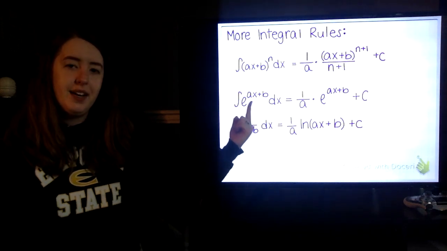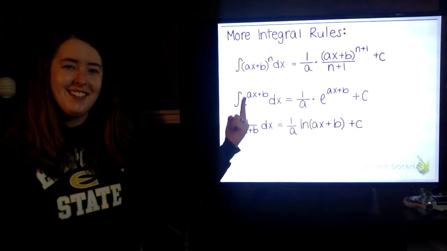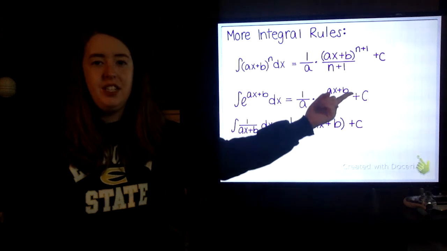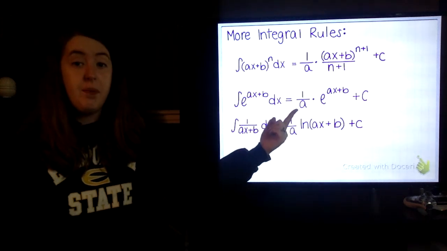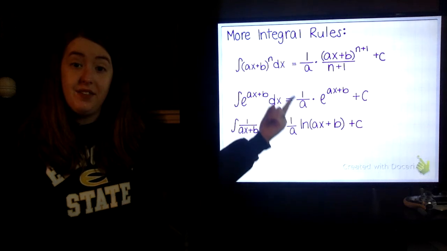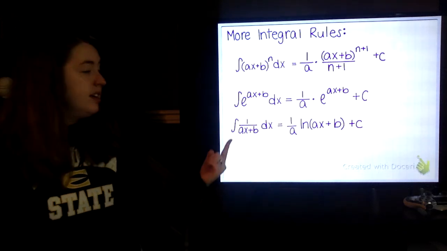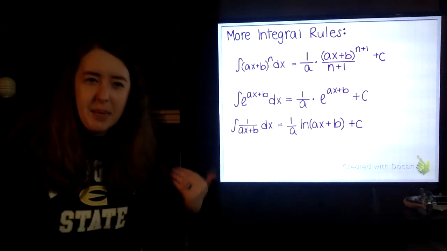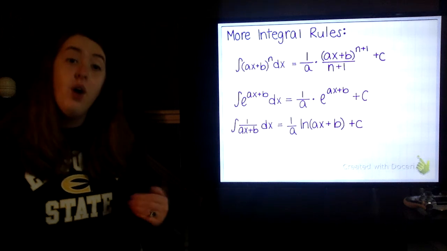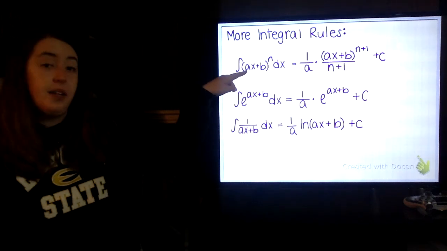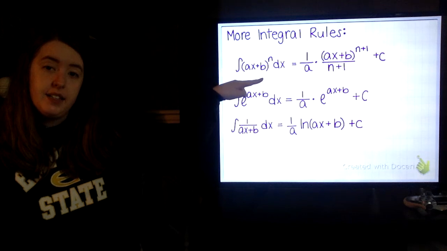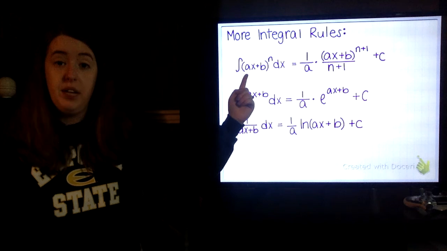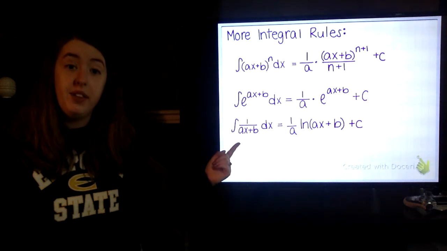So if you notice right here, I have stuff on my x. The derivative of e to the x is just e to the x, so that function stays the same. But then I multiply by 1 over a, so I divide by the derivative of the inside. Same thing over here when I have 1 over something linear. Notice I keep saying something linear. What I mean by that is that this is just a plain old x in ax plus b. It's not something squared, it's not something cubed, it's just a plain old x in there. And that's what's happening with each of these.